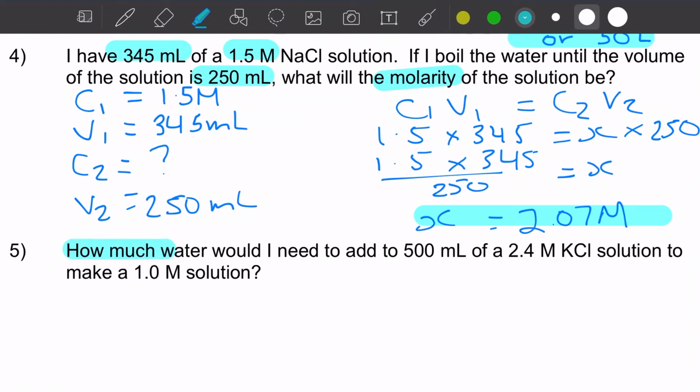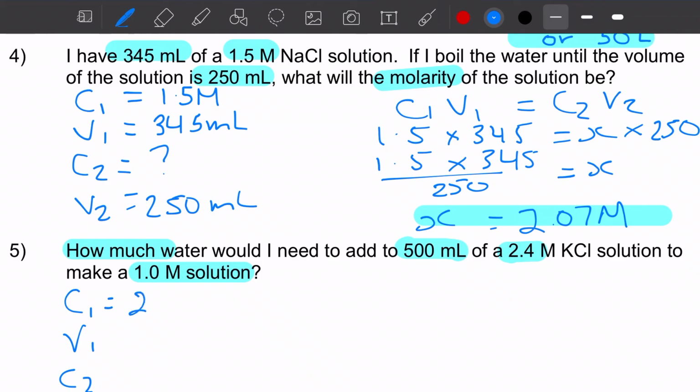How much water, so this is a volume question, would I need to add to 500 mils of a 2.4 molar solution to make it a 1 molar solution? All right, so you know the drill by now. C1, V1, C2, V2. So concentration number 1 is 2.4. Volume number 1 is 500 mils. And then concentration 2 is 1.0 molar. And our volume 2 we are trying to find.